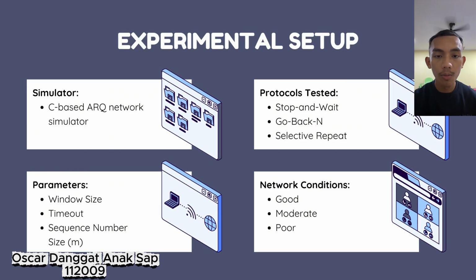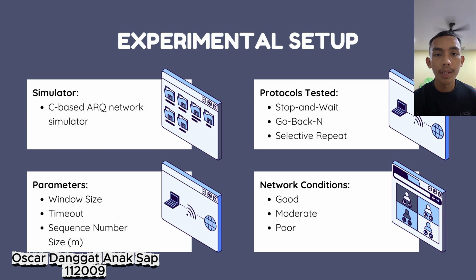conditions. My name is Oscar Rangat and I'm going to present the performance metrics. I will explain the performance metrics used to evaluate the ARQ protocols. The first metric is throughput, which measures the total amount of data transmitted over a period of time. Higher throughput indicates better network performance.